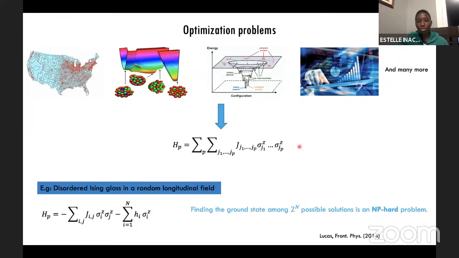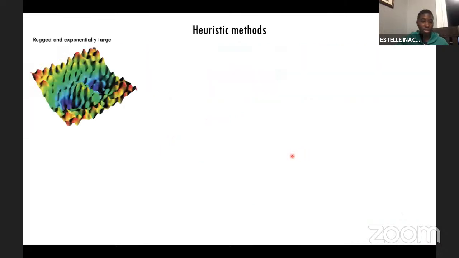It's very good to visualize this kind of Hamiltonian as an energy landscape over some sort of configurations. For hard problems, it has an exponentially large number of minima or saddle points.